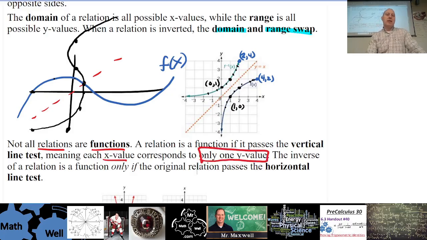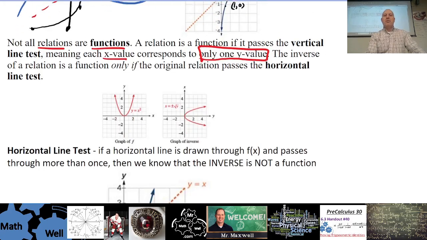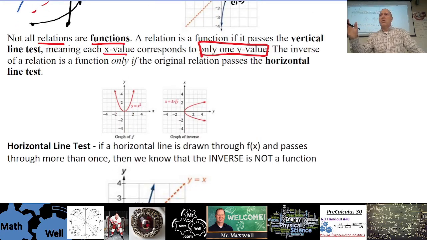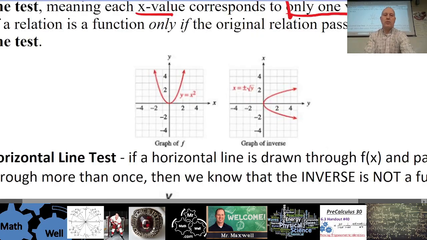The inverse of a relation is a function only if the original relation passes what's called the horizontal line test. How many of you have heard of the horizontal line test before? You guys heard of that before? Okay, some of you have, some of you haven't. Well, the horizontal line test is very similar to the vertical line test.